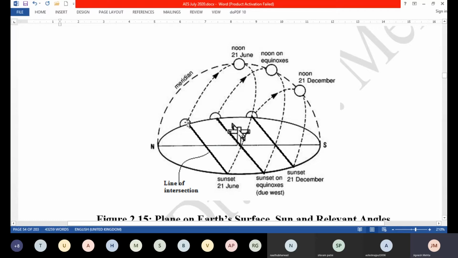So what do you think? At the time of sunrise and sunset, what would be the altitude angle and how much would be the zenith angle? The altitude angle, of course, there is no altitude, the sun is on the horizon, so alpha has to be equal to 0. And this alpha, altitude angle, and the zenith angle are complementary to each other, right? They are complementary to each other.